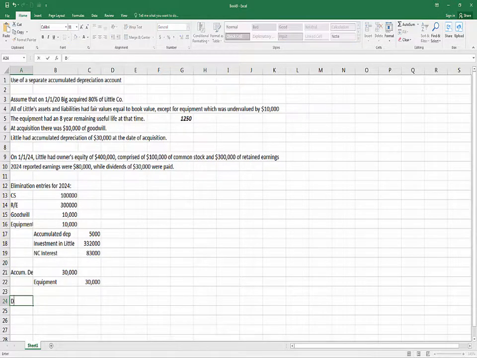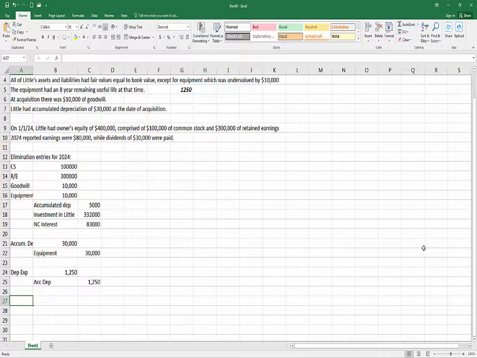We do our amortization. Another $1,250. We go ahead and record our investment income elimination.